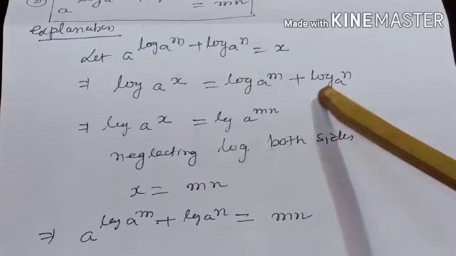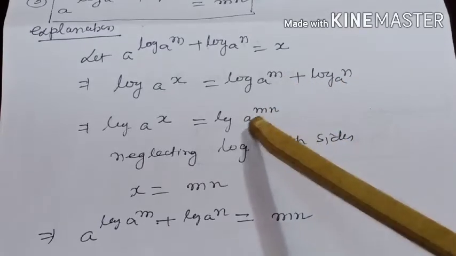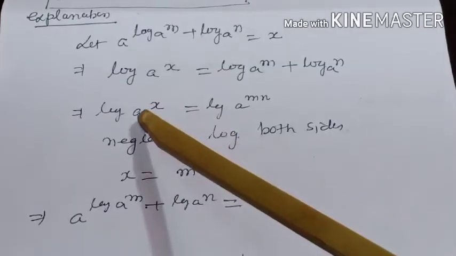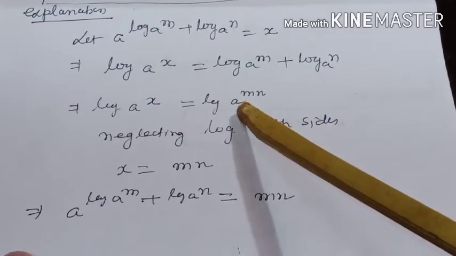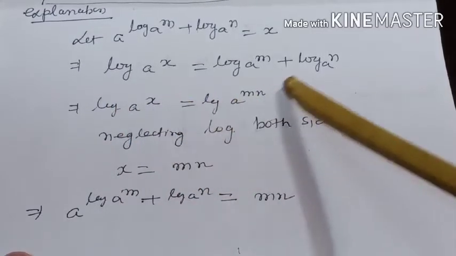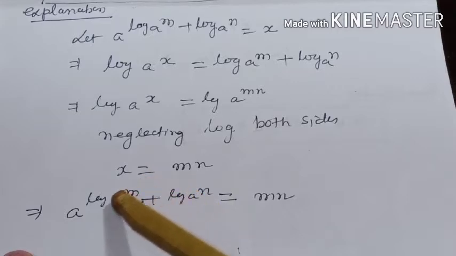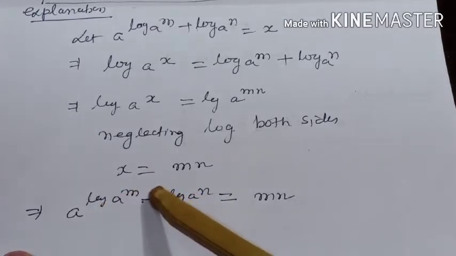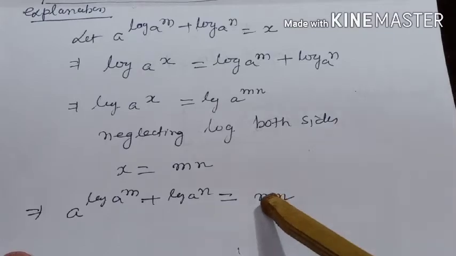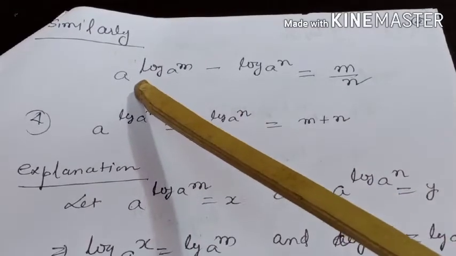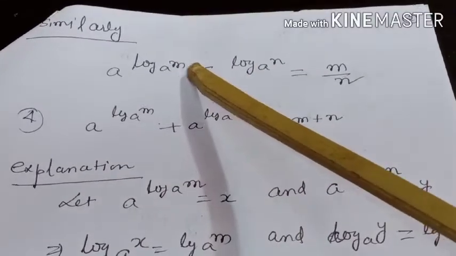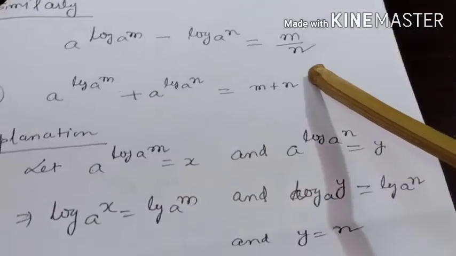Following the law of logarithm, here the plus sign is there, so it will become log m into n to the base a, and this side log x to the base a is equal to log mn to the base a. If we neglect log on both sides, x will be equal to mn. So we can say that a power log m to the base a plus log n to the base a is equal to mn. Same pattern, if a power log m to the base a minus log n to the base a is there, then m is divided by n, following the laws of logarithm.